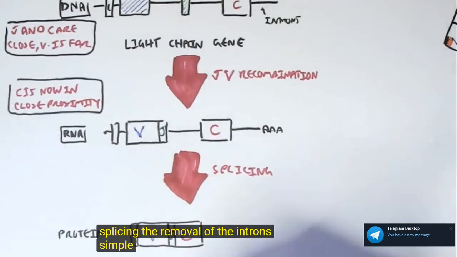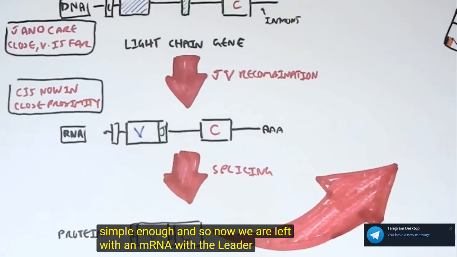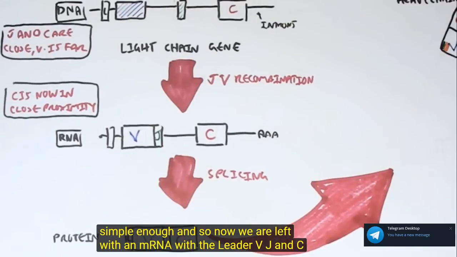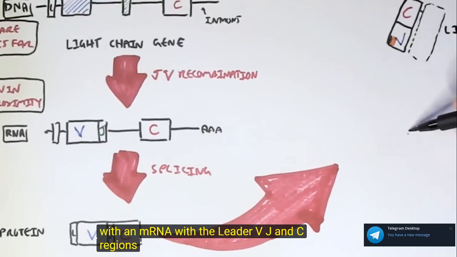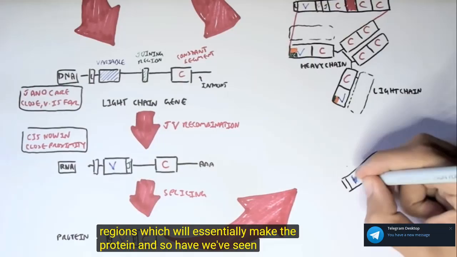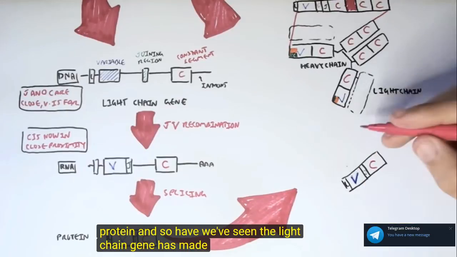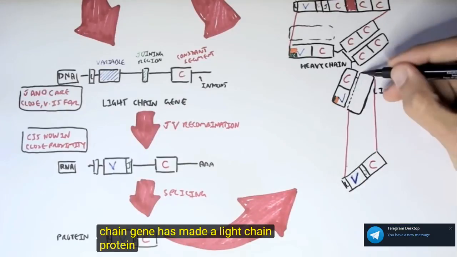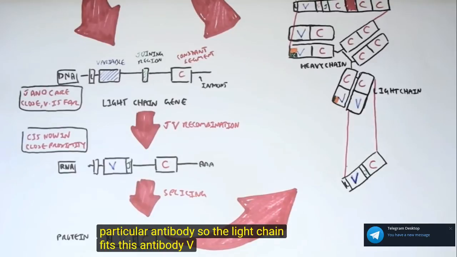And so now we are left with an mRNA with the leader, V, J, and C regions, which will essentially make the protein. And so as we've seen, the light chain gene has made a light chain protein, which will make this particular antibody. So the light chain fits this antibody, V and C regions, with the joining region here.